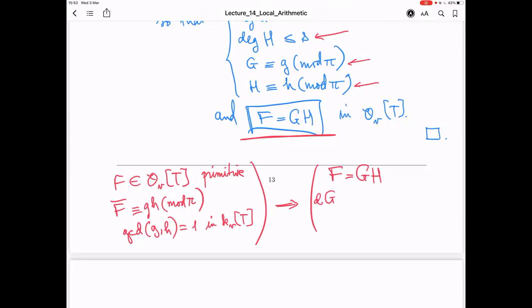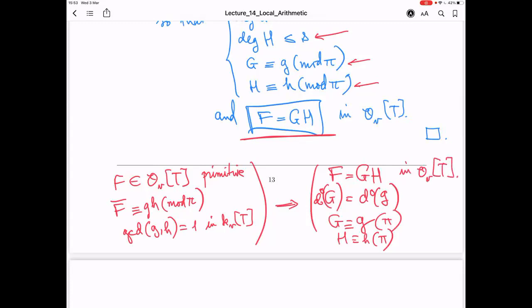The degree of G is equal to the degree of little g. Not just that, but G is congruent to little g modulo pi, and H is congruent to little h modulo pi. And what else? That's all. Yeah. These are the things you get. So this equality takes place in OV[T].